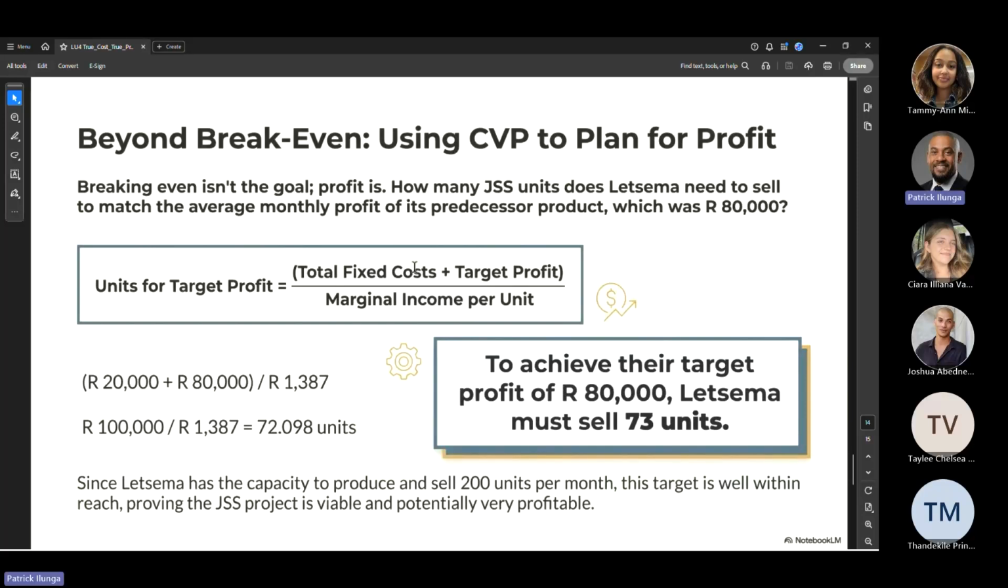So the total fixed cost, 20,000, plus the target profit we want. You see? So every time Ciara would say, no, I want to get a profit this month of 80,000 rand, Ciara must say, okay, what will be my total fixed cost? 20,000 rand plus the 80,000 rand I want to get. So 20 plus 80 gives me 100,000, divided by my marginal income per unit. That will give me an idea of how many units I need to produce in order to reach that target.